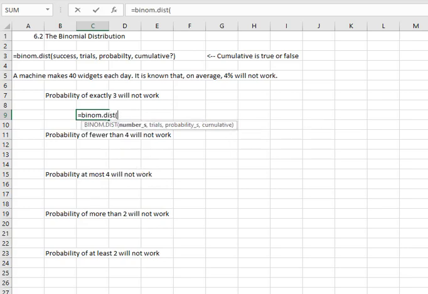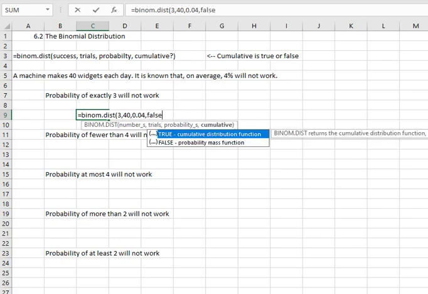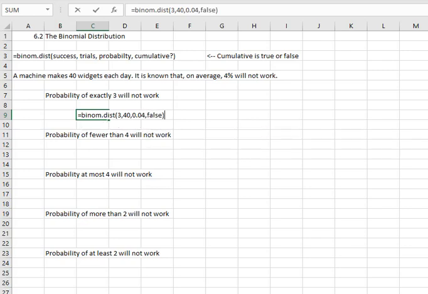binom.dist, open a parenthesis, the number of successes, we want exactly 3 to not work, comma, the number of trials, there are 40, comma, the probability, 4% as a decimal is 0.04, comma, we're going to say false to get exactly 3. When we hit enter, we find the probability is 0.1396.